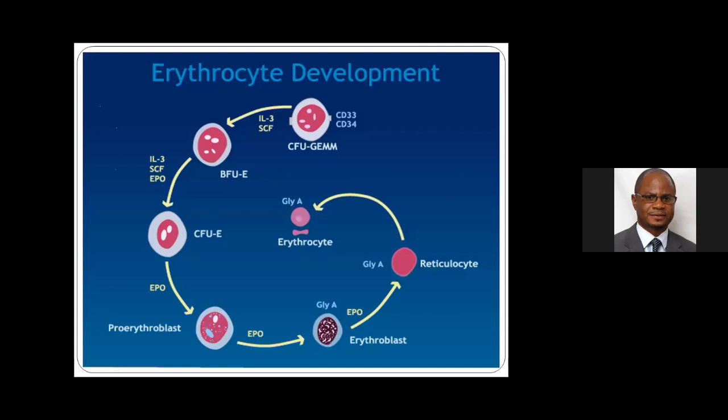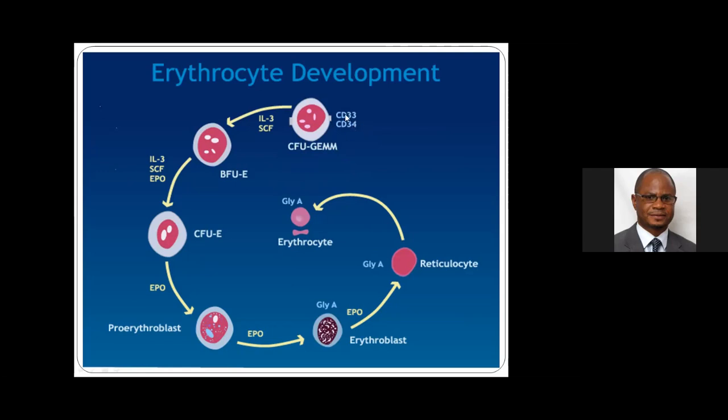And the developmental stage of the red cell starts with colony forming units, granulocyte, erythrocyte, monocyte, and megakaryocyte. So this is CFU-GEMM, colony forming unit, granulocyte, erythrocyte, monocyte, megakaryocyte, meaning that this cell can be a granulocyte, it can be an erythrocyte, it can be a monocyte, it can be a megakaryocyte. That is what it means.